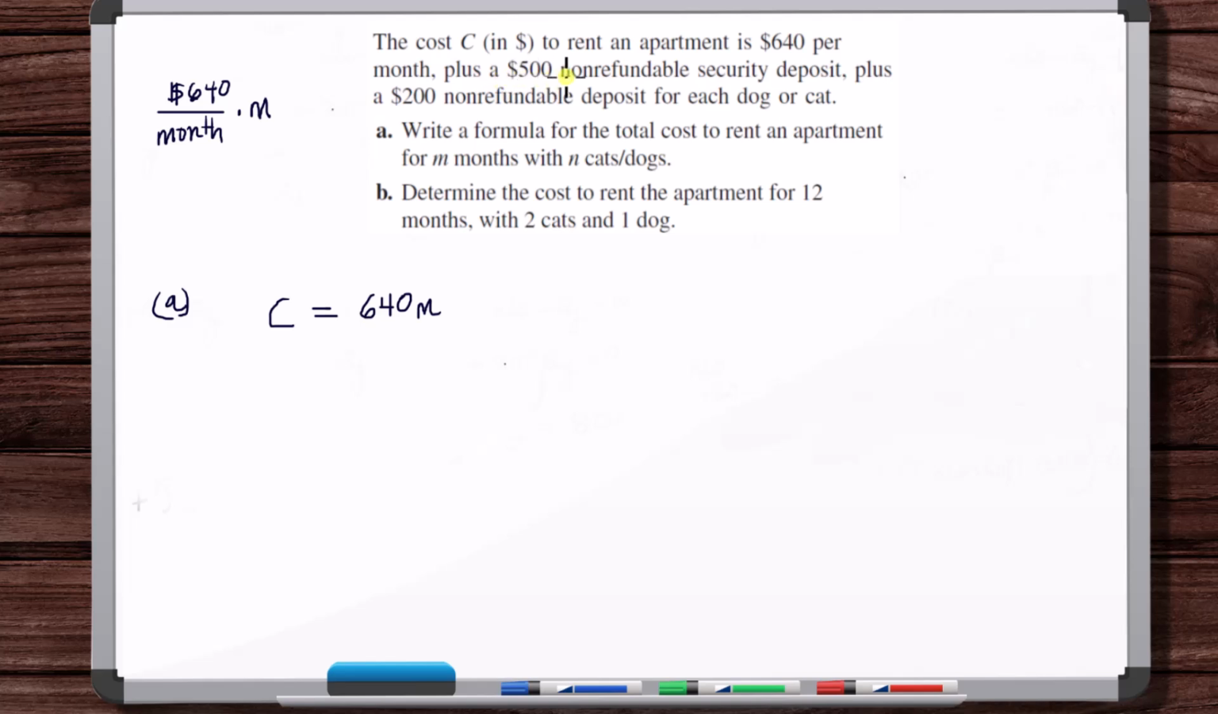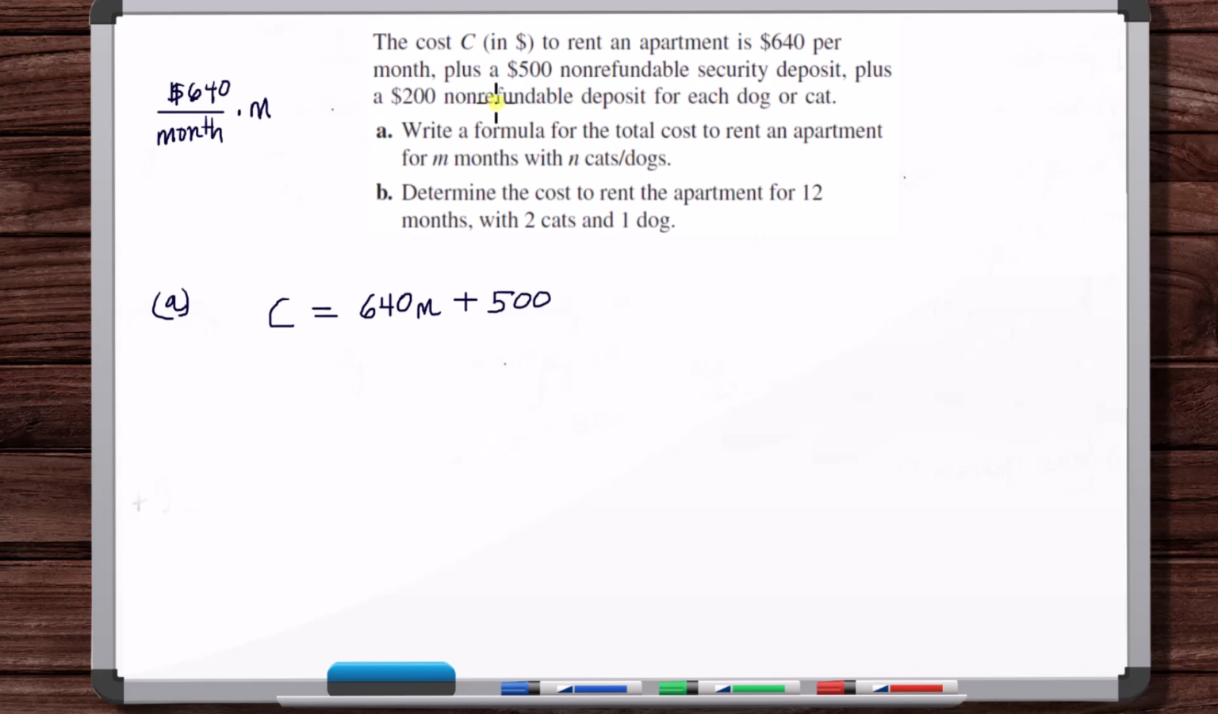Plus a $500 non-refundable security deposit. So it's not $500 per month. It's just $500. So if you're there for 12 months, it's just $500. If you're there for 8 months, it's $500. So the total cost to rent the apartment, it's how many months you're there, that cost, plus $500, plus what else?